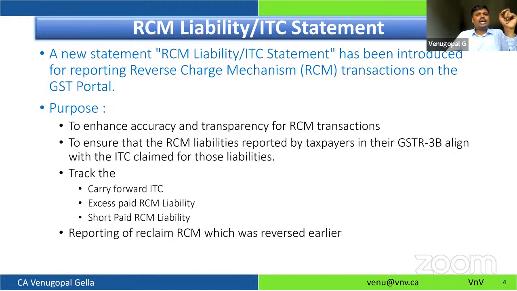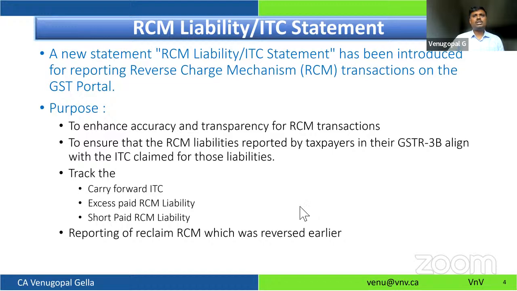So the purpose is to track the carry forward of the ITC, excess paid RCM liability or short paid RCM liability, and reporting of reclaim of RCM which was reversed in the earlier period. Why would someone reverse? Because we only know Rule 37 or 37A, wherein we used to report the reversal in 4B2 and report the reclaim back in 4D1. But errors can happen anytime. In any manner, it's the ability to make mistakes; higher the ability, higher the mistakes that would happen.